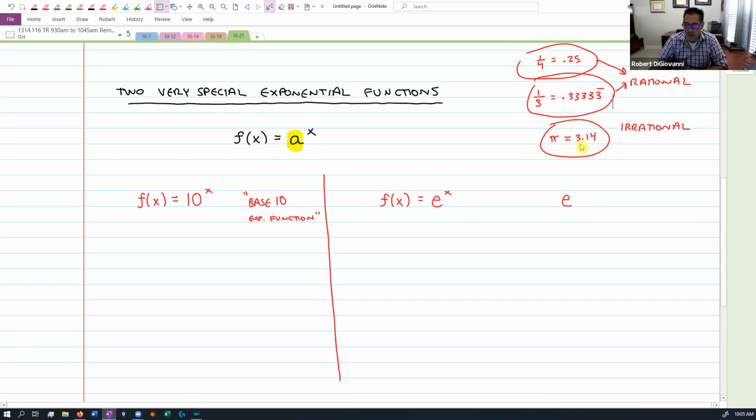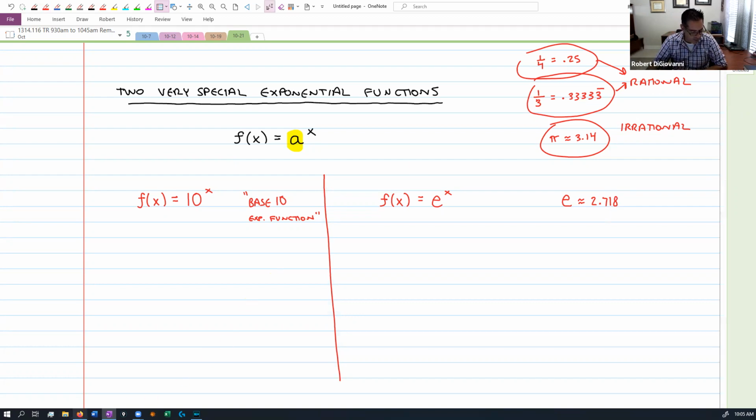Now, e is an irrational number. It's just a number, though. At the end of the day, it's just a number. But it's irrational, meaning it never stops, never has a pattern. Now, it's not pi, so it's not 3.14. It's about 2.718 approximately. Of course, that keeps going, right? So I can't tell you what the rest of it is.